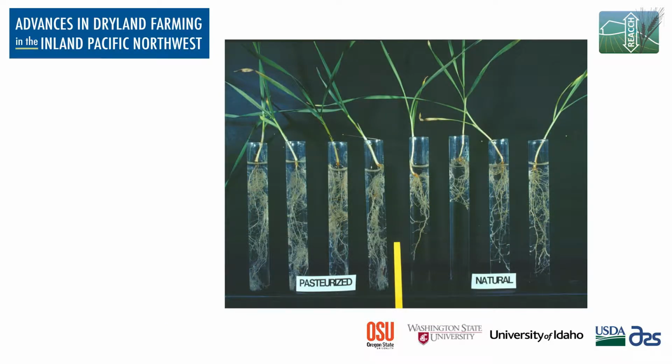So here's another example where we actually pasteurize the soil to kill all the Pythium versus a natural soil. So the natural soil is on the right. You can see how fewer roots there are in the test tube, versus on the left with the pasteurized soil, you can see how many more roots there are. So again, emphasizing that this disease is really a root nibbler.